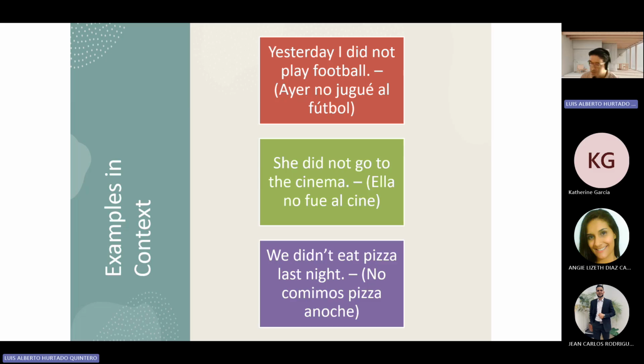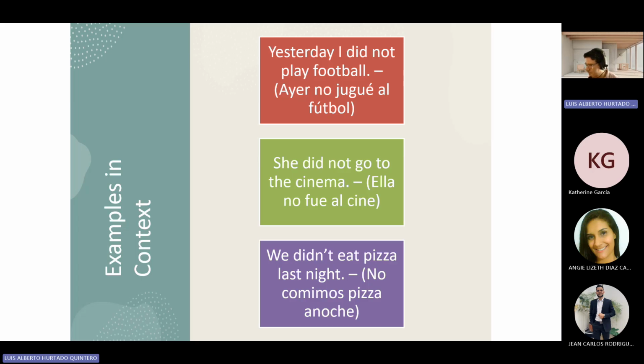So here are some examples with the same verbs that we used before. So, I did not play football yesterday. Ayer no jugué fútbol. She did not go to the cinema. Ella no fue al cine. We didn't eat pizza last night. No comimos pizza anoche.